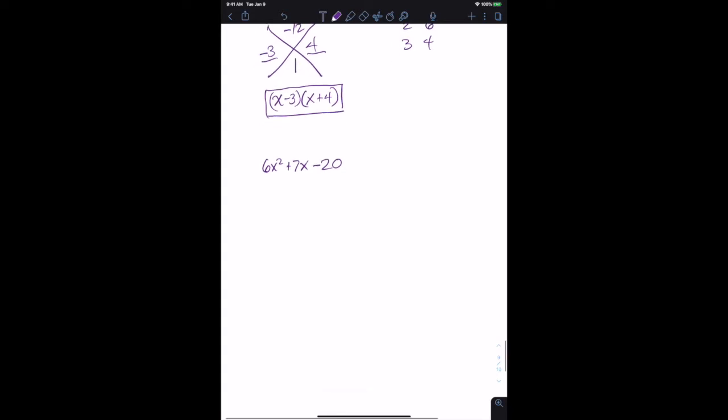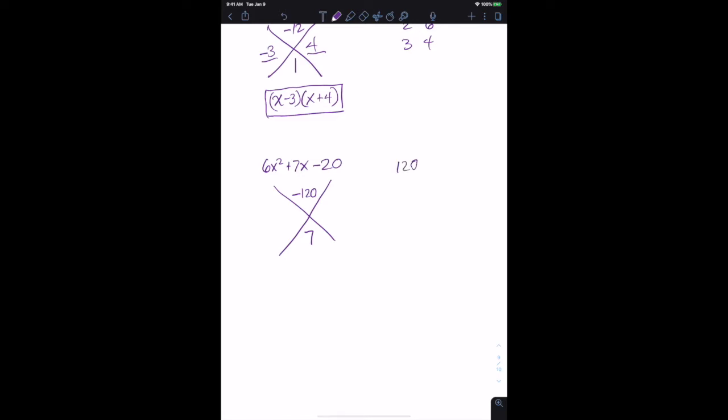Okay, here's a tougher one. Draw a big X. This is all based on using the big X, right? So 6 times negative 20, because we're taking the first coefficient, which is 6, and the last coefficient, which is negative 20, and we're multiplying them, we get negative 120. And the middle coefficient is 7, so we're looking for the numbers that we find to add to 7. All right, now we're going to find numbers that multiply to 120.